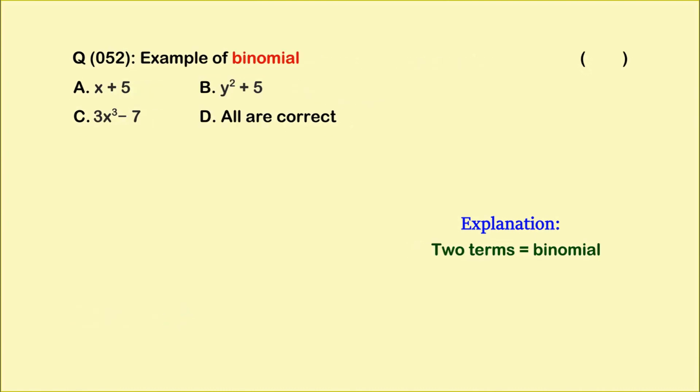Question number 52. Examples of binomial. Binomial means two terms. You can see option A, option B, option C, all three answers have 2 terms. So these are the binomials. So option D, all are correct, is the right answer.